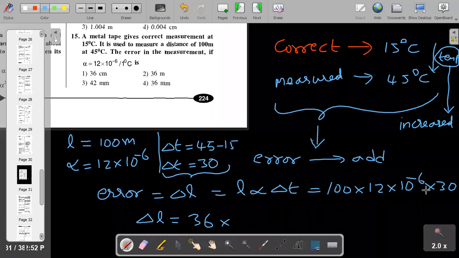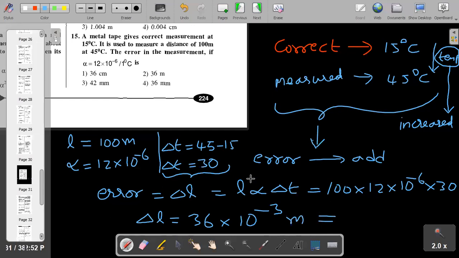36, 12 into 3 is 36. Here 10^3, 3 zeros, and 10 power minus 6 is there. So 10 power 3 into 10 power minus 6 means I can write 10 power minus 3. 10 power minus 6 is what I have to mention here. I have to mention meters.